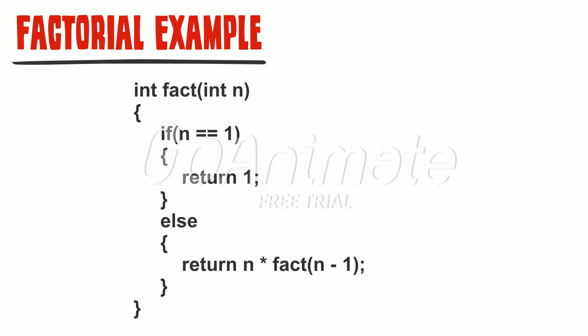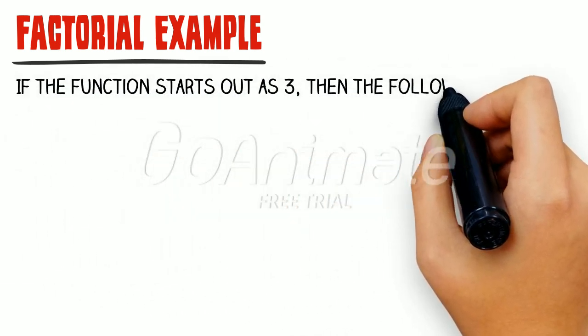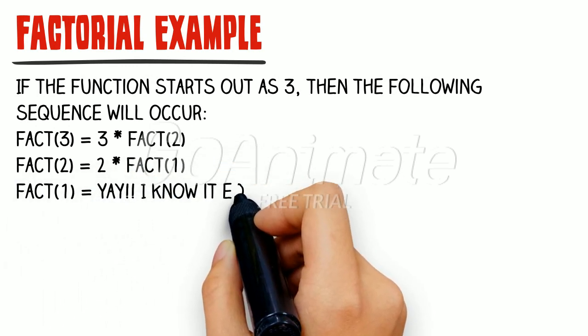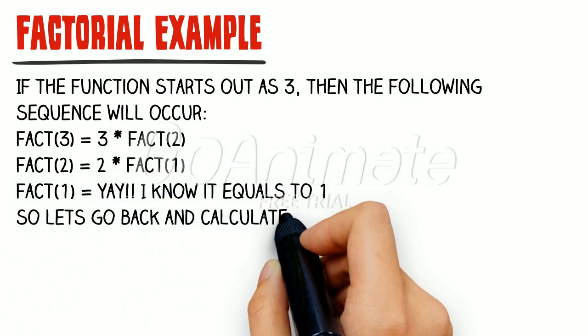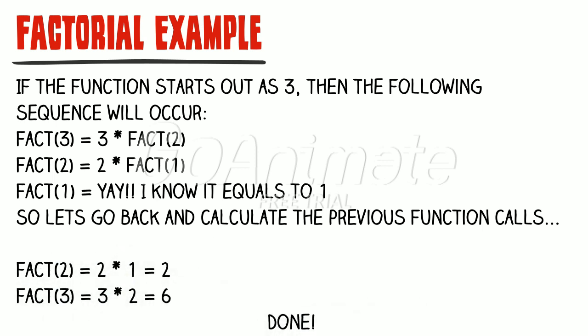Then factorial of 2 will return 2 times factorial of 1. And see, we reached 1, our base case, so the recursion will terminate. Once hitting the base case, the function can compute the result. As n equals 1, factorial of 1 will be 1. And so factorial of 2 equals 2 times factorial of 1, which is 1, and the result will be 2. Then factorial of 3 will be 3 times factorial of 2, which is 2, and the result will be 6.